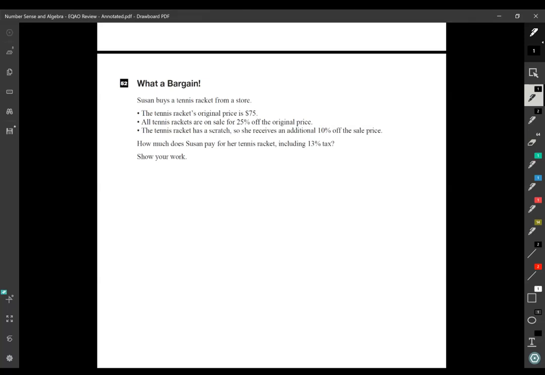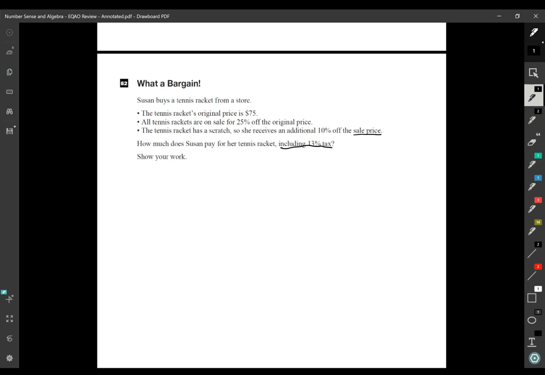All right, our last question. 52, what a bargain. Susan buys a tennis racket from a store. The tennis racket's original price is $75. All tennis rackets are on sale for 25% off the original price. The tennis racket Susan selected has a scratch, so she receives an additional 10% off the sale price. How much does Susan pay for her tennis racket, including 13% tax?